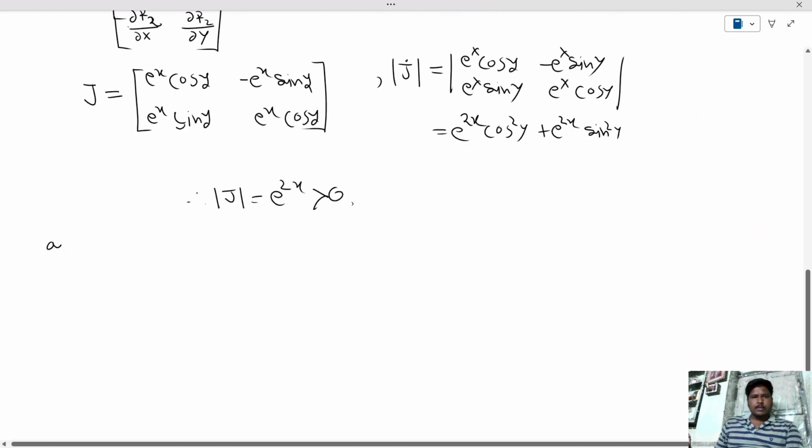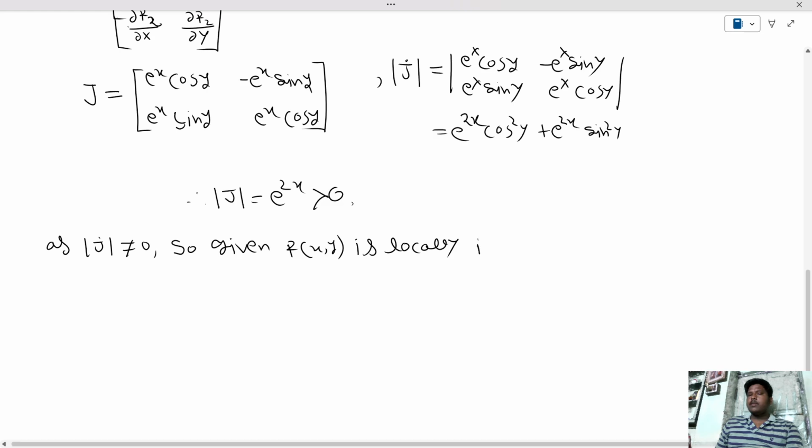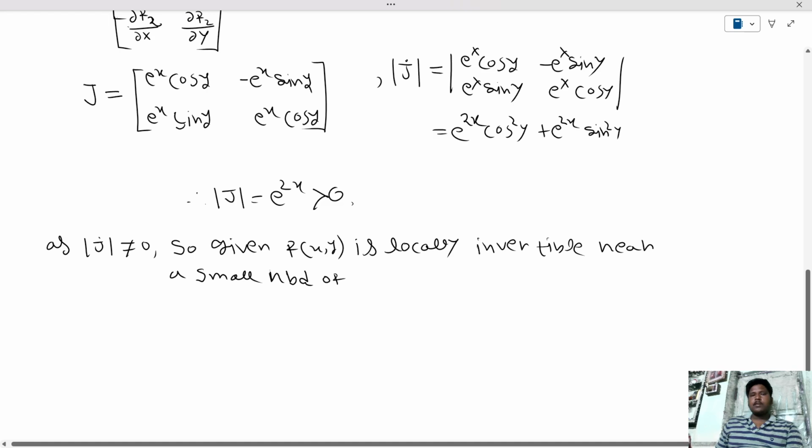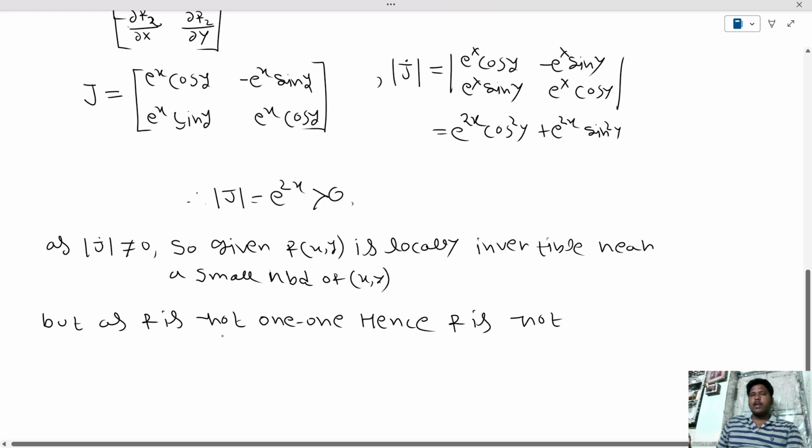So as Jacobian is not equal to 0, so given f(x,y) is locally invertible near a small neighborhood of (x,y), but as f is not 1-1, hence f is not globally invertible.